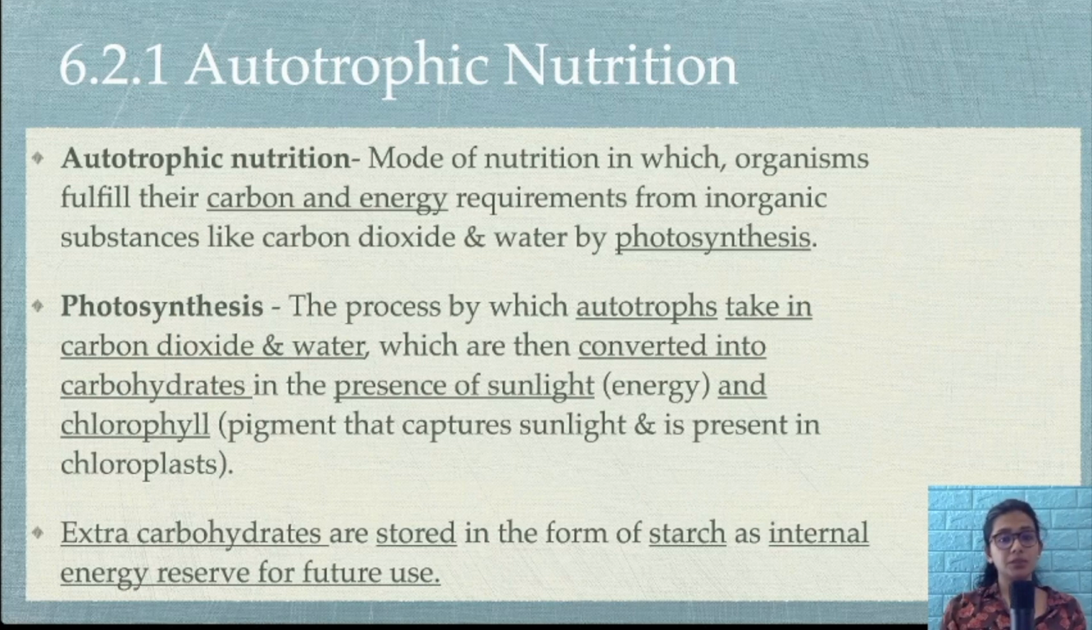Basically, what does it mean to the plants? It is nothing but the internal energy reserve. What do you mean by reserve? Reserve, reservoir, all that refers to something that we save, that we can use in the future, right? So starch is the form in which plants store extra carbohydrates so that they can use them in the future. If by any chance the plant is not able to do photosynthesis, then the plant uses these carbohydrates to survive.